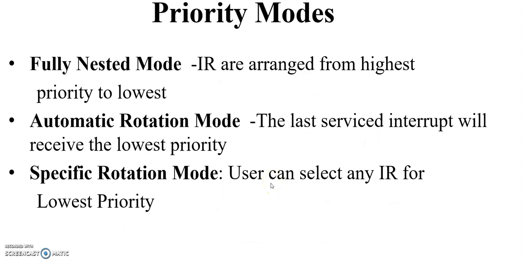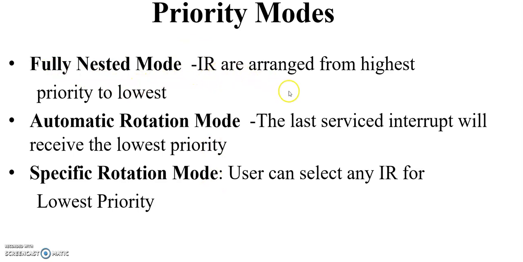Next one is the priority mode. The priority mode has 3 modes: one is the fully nested mode, the automatic rotation mode, and the specific rotation mode. The first one is the fully nested mode.